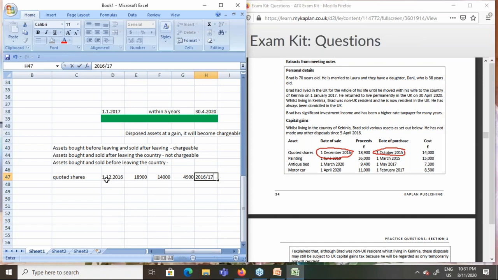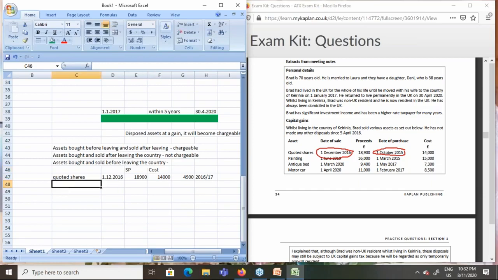This is not covered by temporarily non-UK resident rules. He bought it and sold it while he was in the United Kingdom as a UK resident individual, therefore will be subject to CGT on this 4,900. This is the sales proceeds, this is the cost. This is the date of disposal.